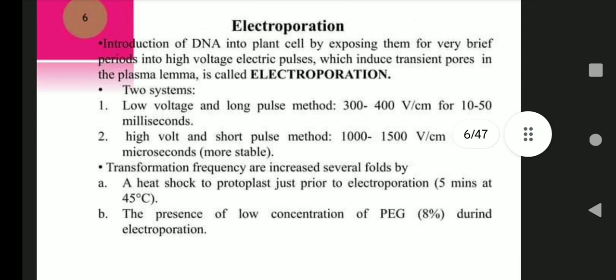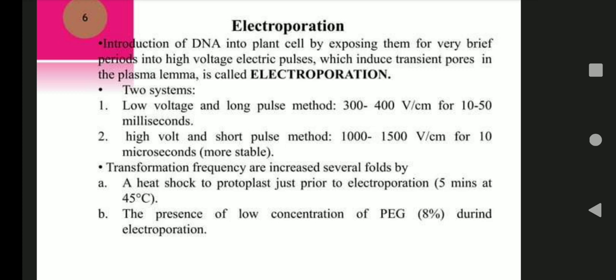Electroporation: what does electroporation mean? It is the exposure of the plant cell to a brief period of high voltage electricity. There are two types of voltages induced in electroporation: low voltage, about 300 to 400 volts for about 10 to 50 milliseconds, and the high voltage, short pulse method, involving 1000 to 1500 volts per centimeter for 10 microseconds. This is the shorter period. Higher voltage is for a shorter period and lower voltage for a longer period. So the transformation frequency is increased several fold.